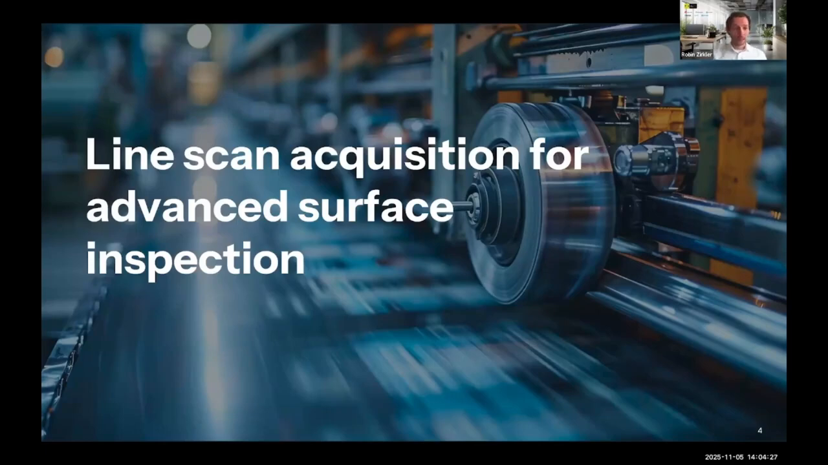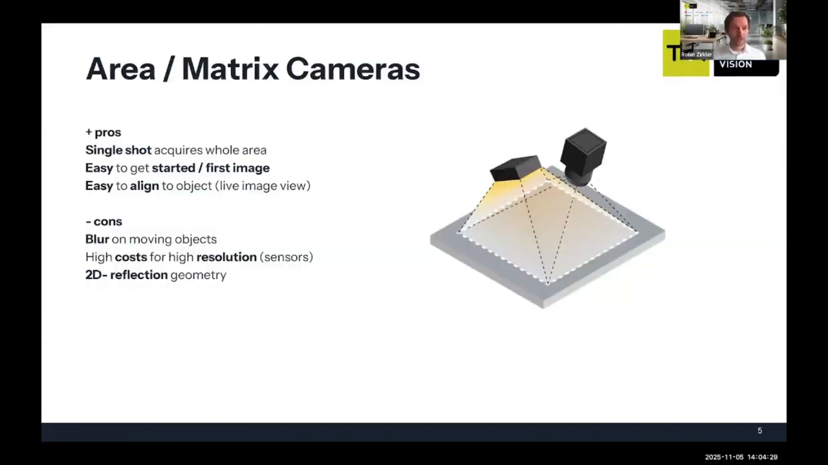Before I start, I want to make a short introduction about area cameras and line scan cameras. So area camera, like you have it in your smartphone, where a single shot acquires the whole image. It's easy to get started, to get the first images. It's easy to align an area camera. So the cons are you have a blur on moving objects, high costs for high resolution because of the sensor, and the 2D reflection geometry.